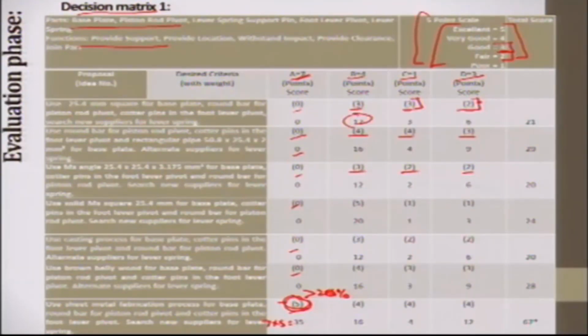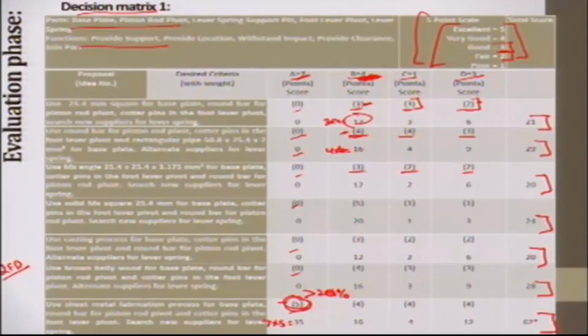This is 3 into 4. 3 into 4 is equal to 12. This is 4 into 4. 4 into 4 is equal to 16. This works similar to what we did in QFD, quality function deployment. So in this way we have the total score for the ideas here. This is the score finally.